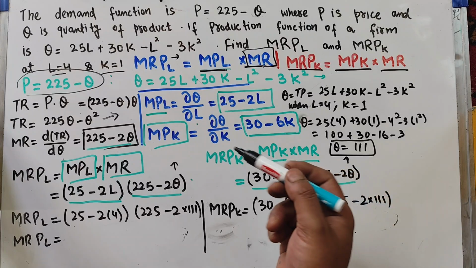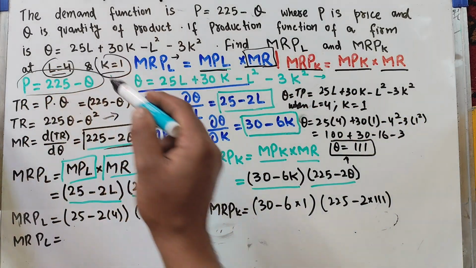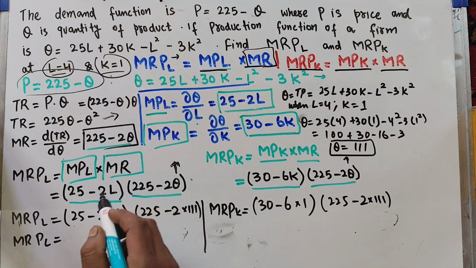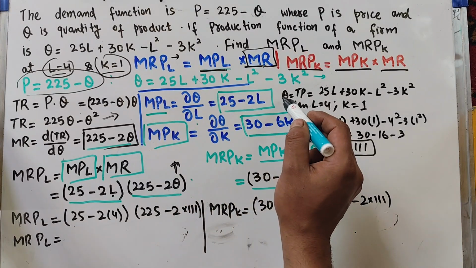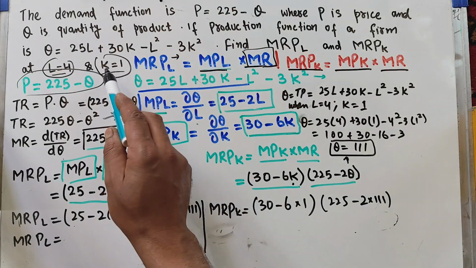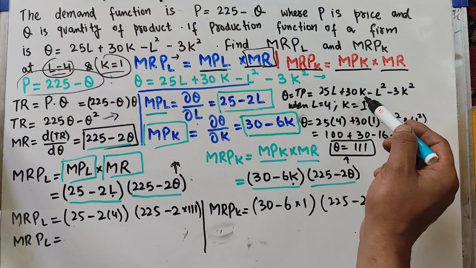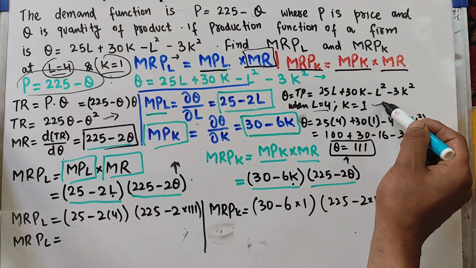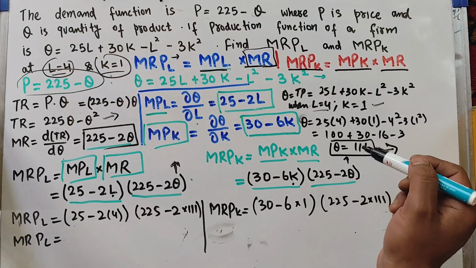Since we have to find it when L is equal to 4 and K is equal to 1, we need to find out the value of Q here. L is given, K is given, so Q we need to find out. We plug the values of L and K in the production function, that is Q is equal to 25L plus 30K minus L square minus 3K square. We plug in L is equal to 4 and K is equal to 1 here. Solving this, we get Q is equal to 111.